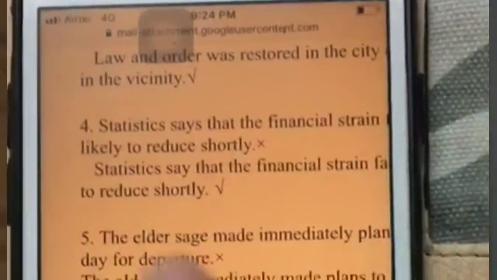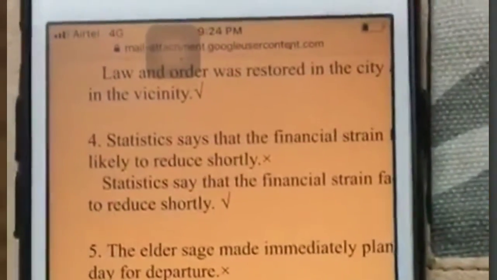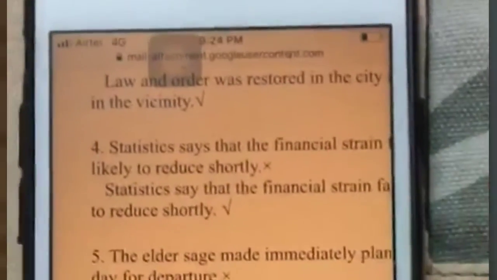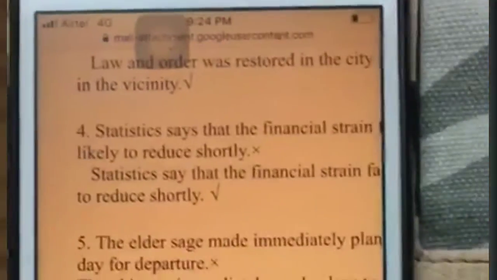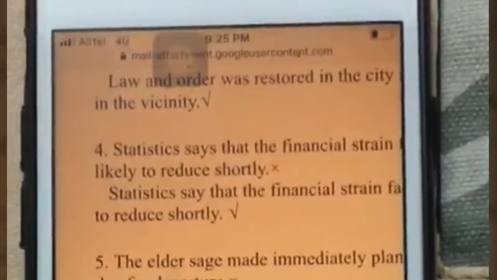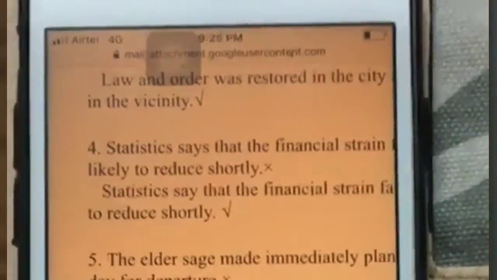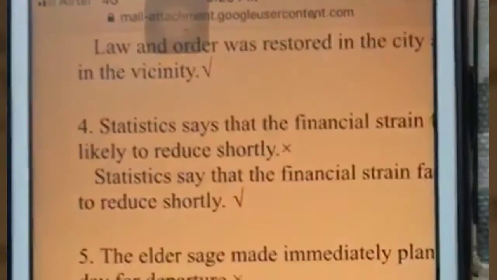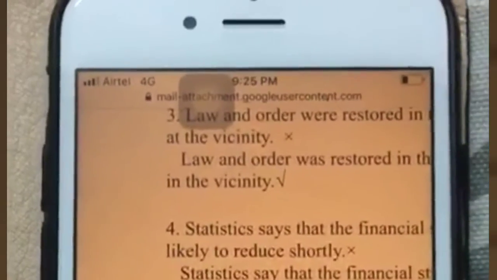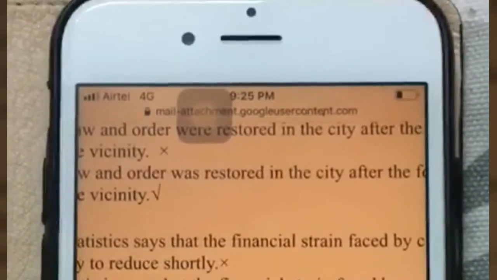Second, you never say "an elder sage." You either say an old sage or a very old sage. Elder is an adjective that is used for somebody in your family: an elder aunt, an elder brother, an elder sister, and so on. So we've got to correct that also. It should be: the old sage immediately made plans to quit earthly life and choose an auspicious day for departure. All right.